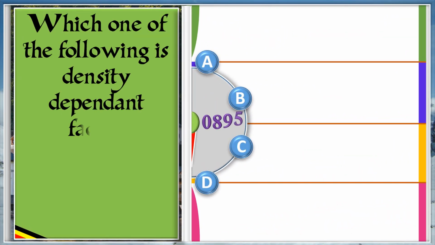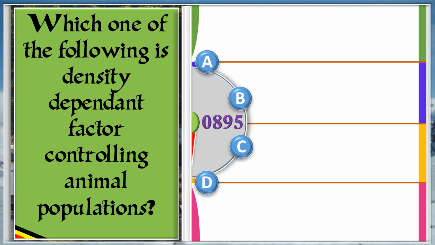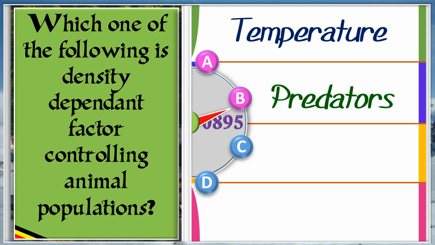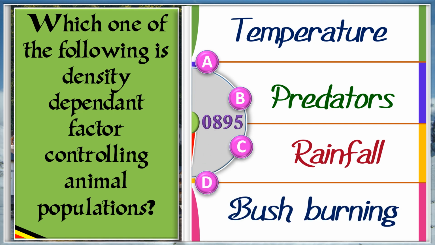Which one of the following is a density-dependent factor controlling animal populations? A. Temperature. B. Predators. C. Rainfall. D. Bush burning. And the answer is B. Predators.